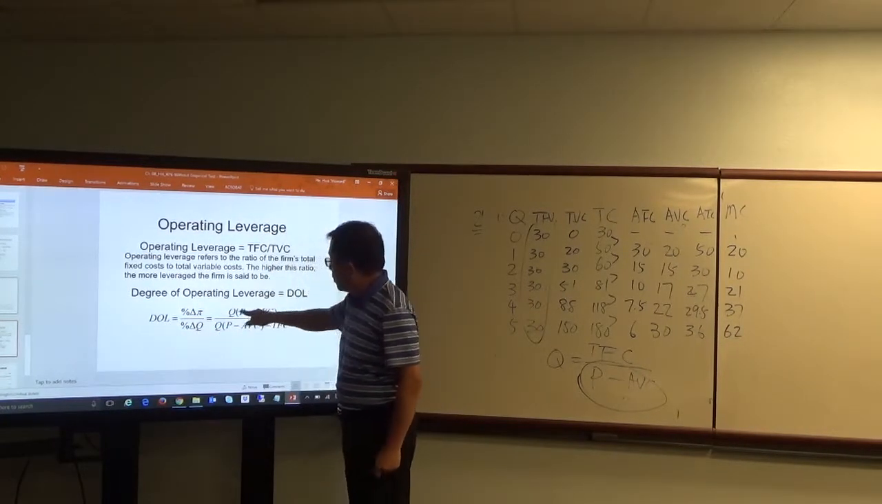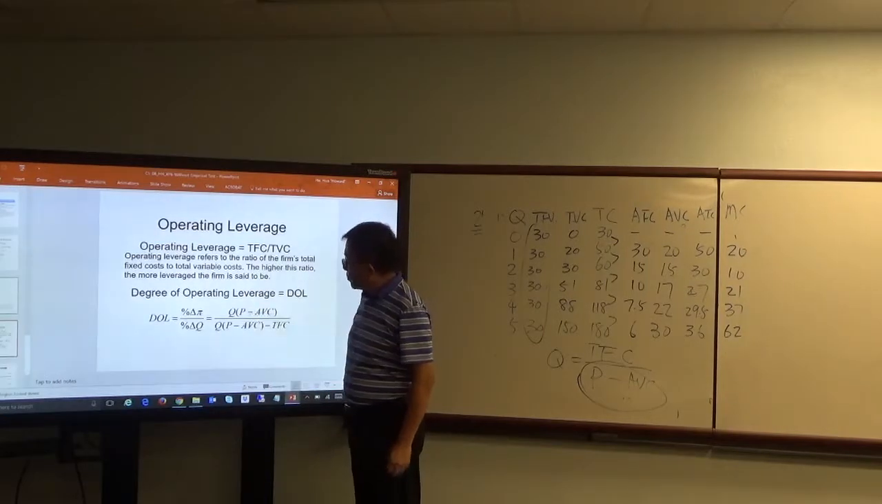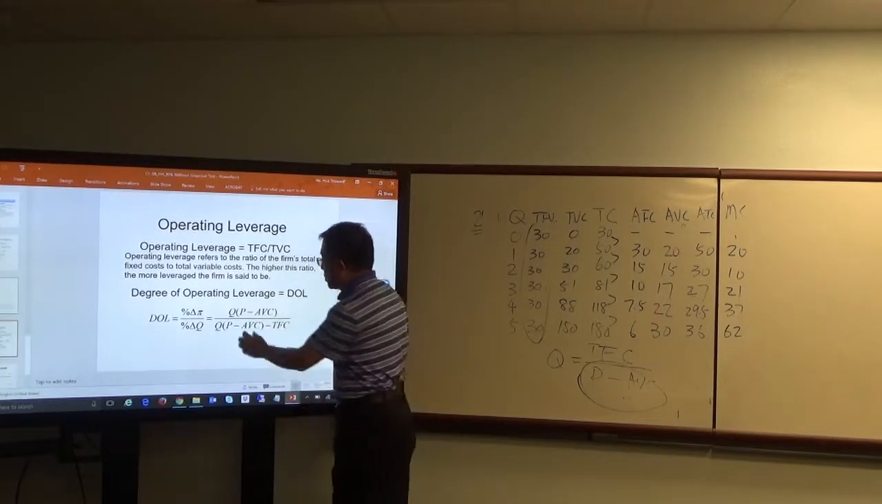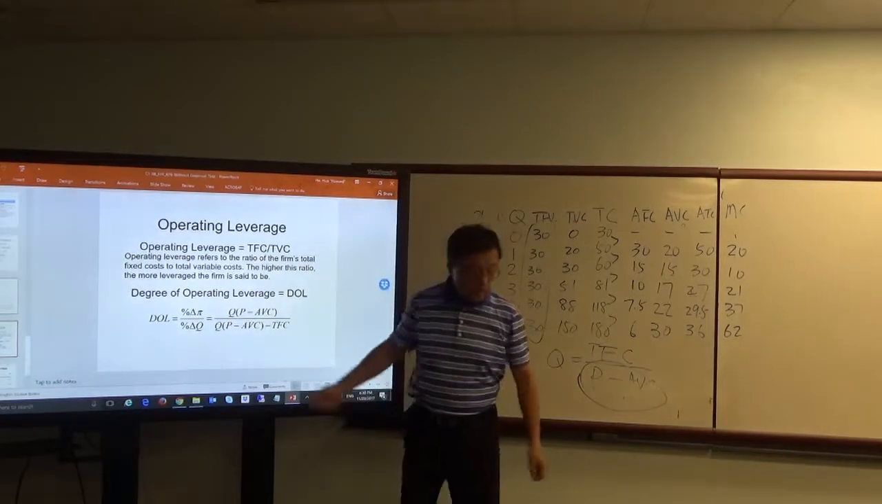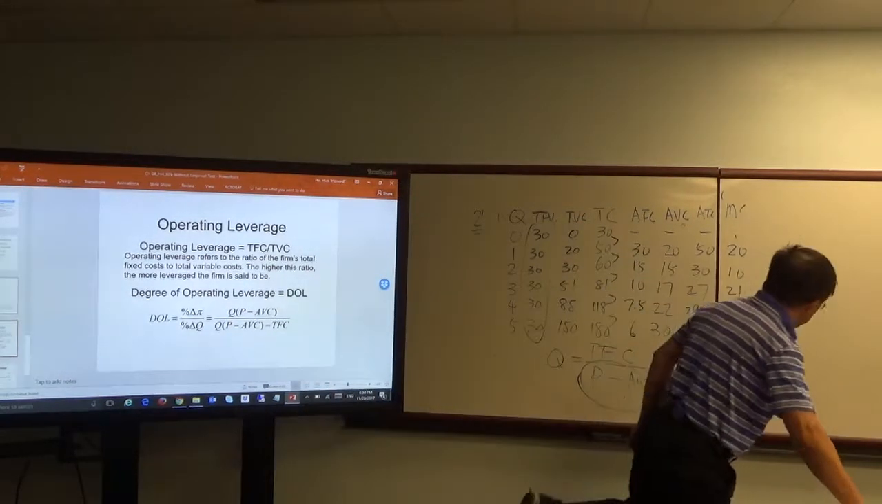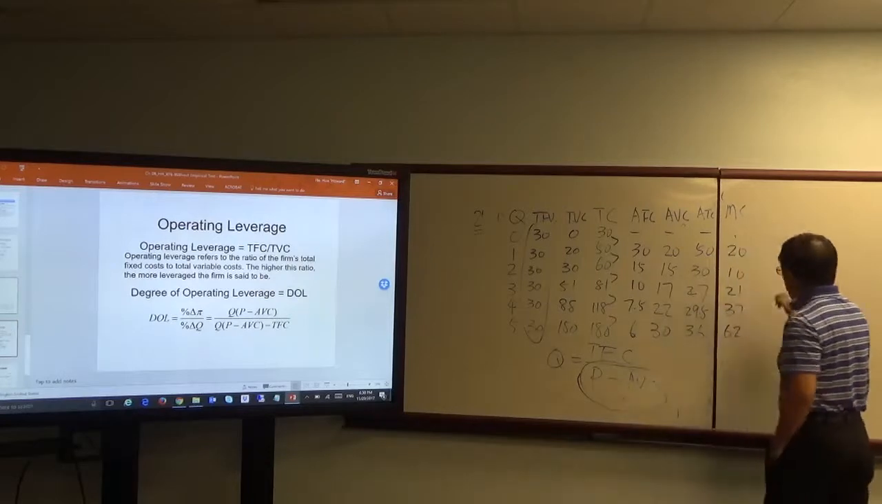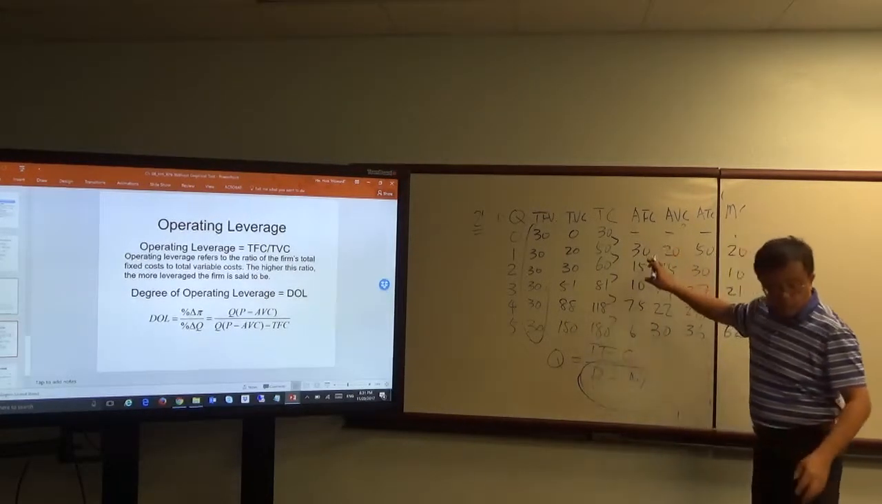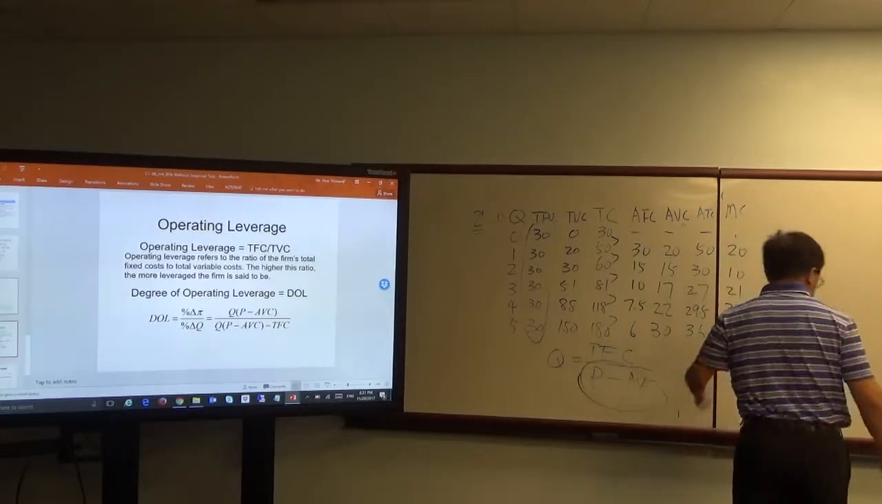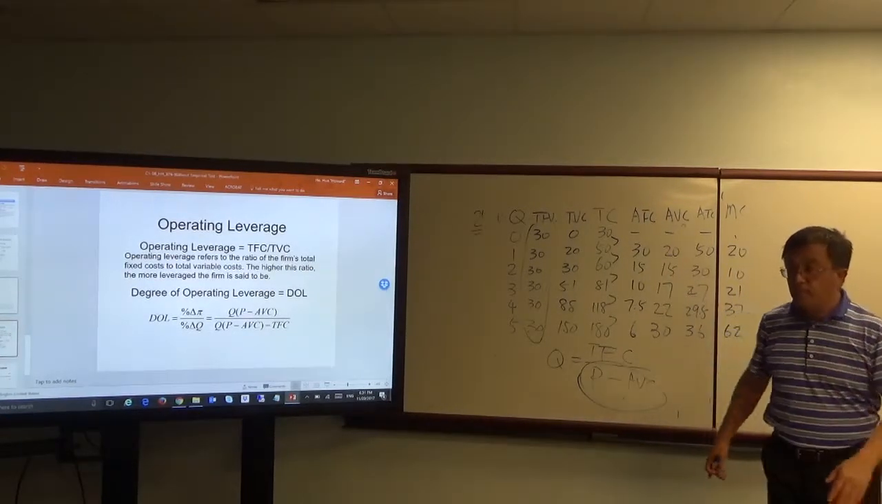The alternative formula, we have this one. This is actually the top. What is Q times P? Total revenue, right? So actually, this formula is pretty easy. It's equal to. So I'm going to erase this part here.